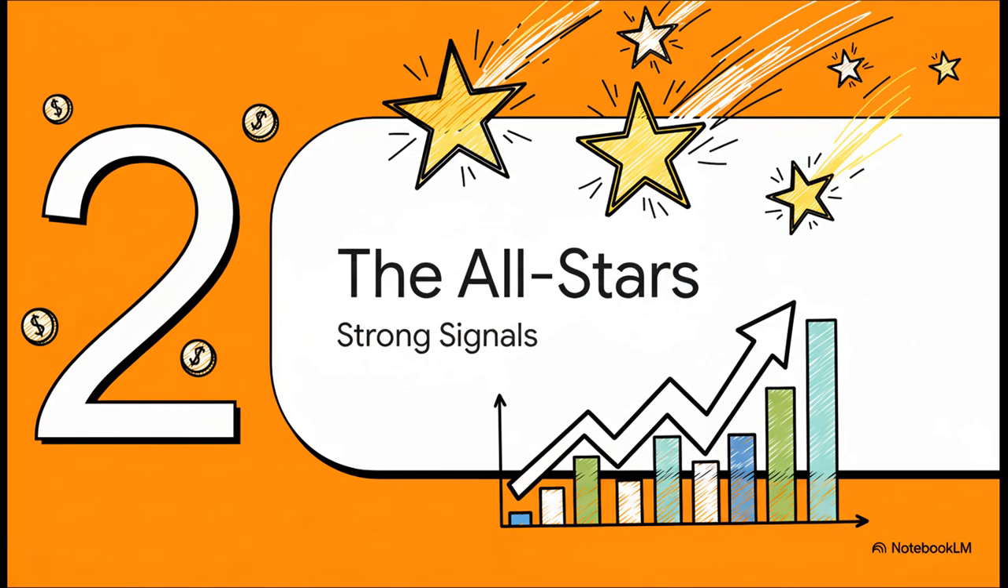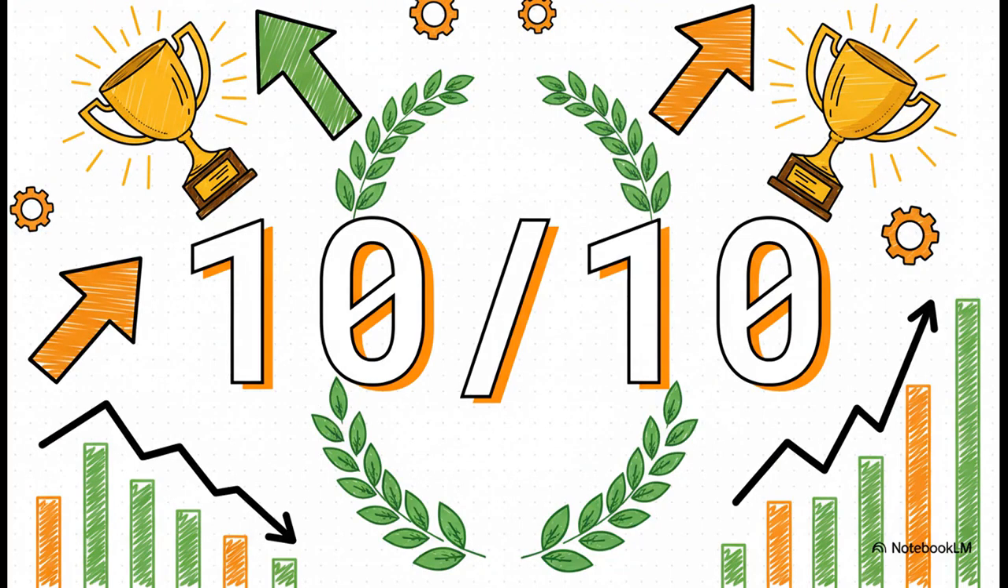All right, let's put this into practice. We're going to start with the all-stars, the stocks that have the highest ratings possible. These are perfect examples of what a clear, powerful, and totally unambiguous signal looks like in this system. We are talking about perfect scores, a 10 out of 10. This is the system basically screaming at you that all the technical pieces are aligned in a super bullish way. It is the gold standard.